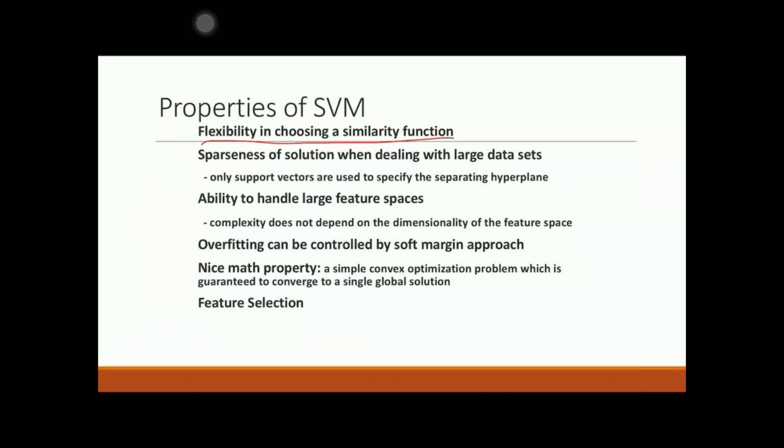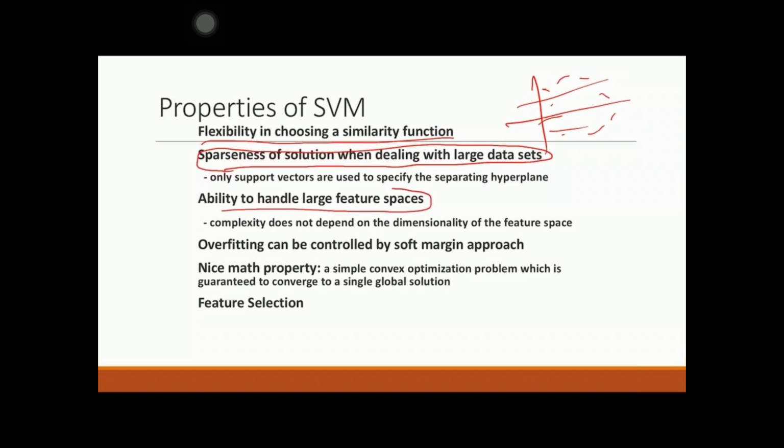So: flexibility in choosing a similarity function, sparseness of solution when dealing with large data sets. If your data set is too sparse, it works very well. Ability to handle large feature spaces. This is a very important one. In biology or in medical, you might have a lot of parameters: about your blood pressure, your heart, your intestine, your pancreas, anything, right? So there can be 200 or 300 features.